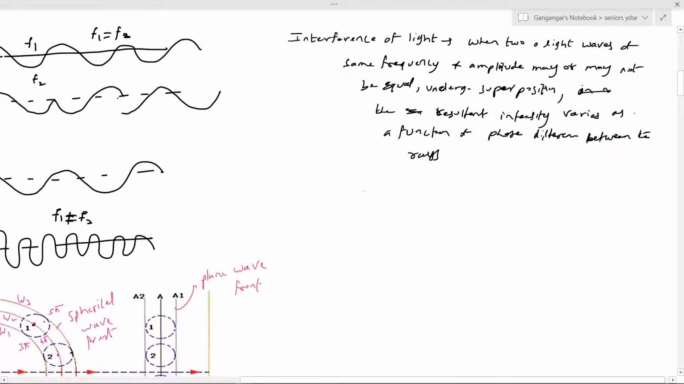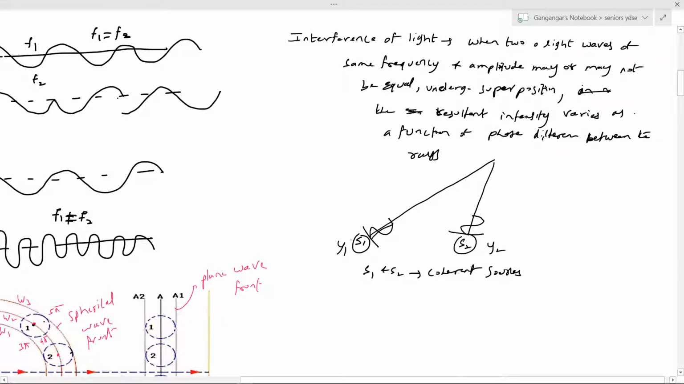Let me do one thing. I'll take light sources S1 and S2. These are coherent sources, which is a strict condition. They'll emit light, and when the waves come here they'll undergo superposition. Let this be y2 and this be y1. At point P, let them undergo superposition.